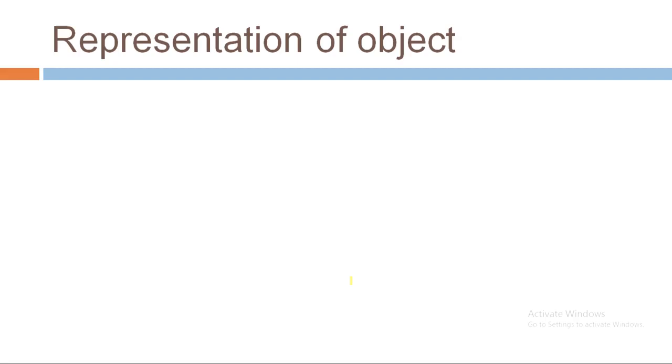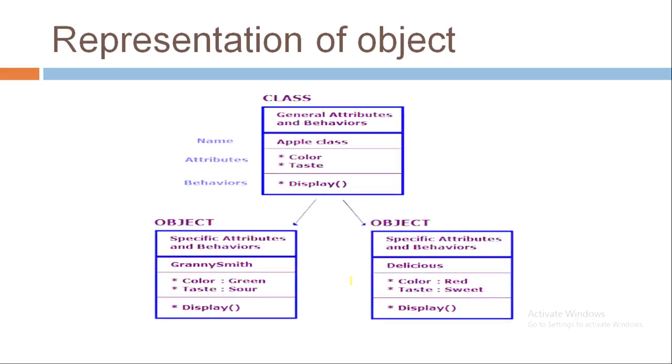So let's see the representation of an object. Here we can see there is a class with general attributes and behaviors. The class name is Apple. It has two attributes, color and taste, and the function is display. We can say a function or method is a behavior of an object. Now see object 1 and object 2 specified here. The first object is Granny Smith, which is one type of apple, and the other object is Delicious, which is another type of apple. Now let's compare their attribute values.